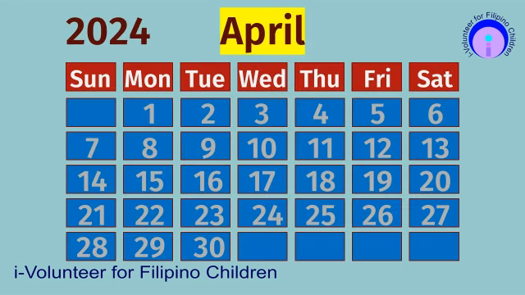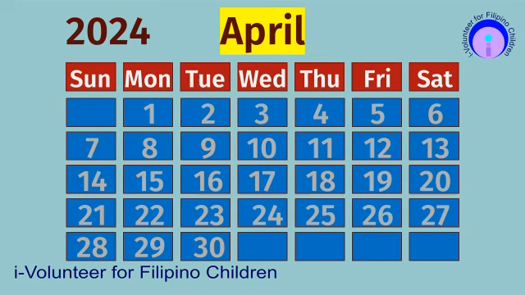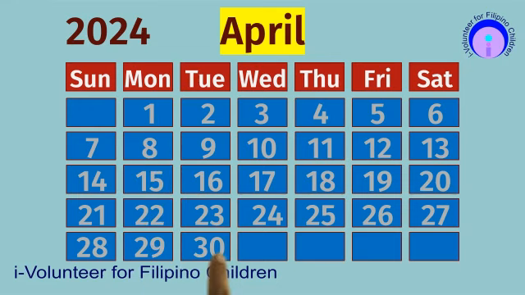March. This is the month of April, and the first day of the month is Monday, whereas the last day falls on a Tuesday.